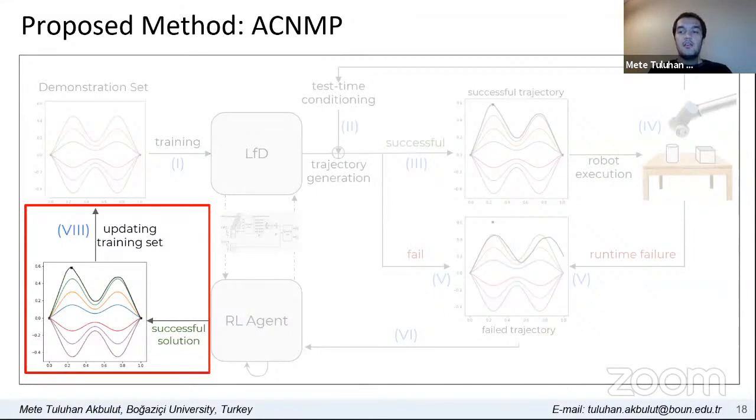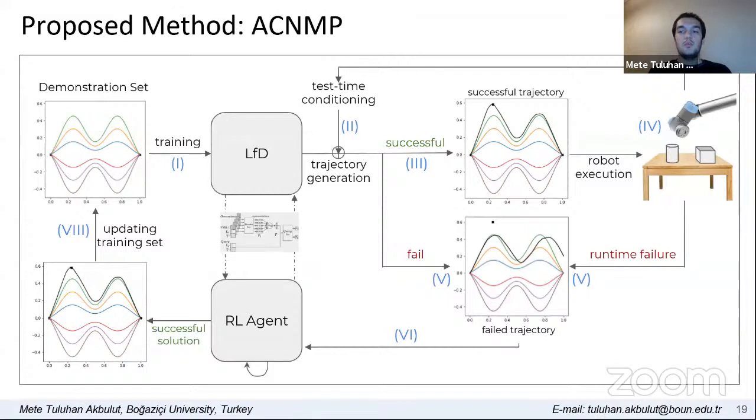After the RL agent finds a satisfying trajectory for the new task, this new trajectory is fed back to the LFD system as a new demonstration. Afterwards, the loop continues. Our framework improves itself at each cycle and becomes less prone to failure.